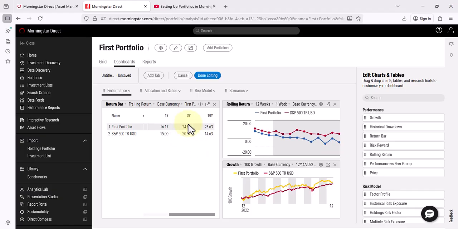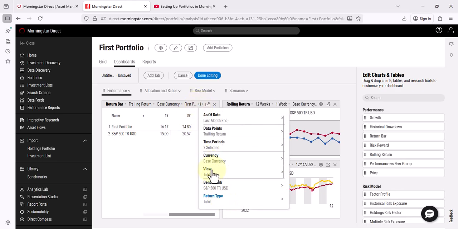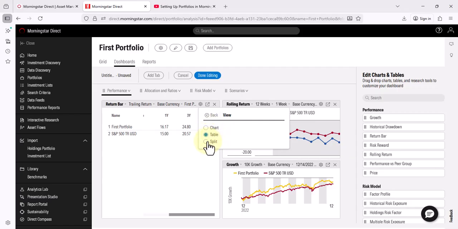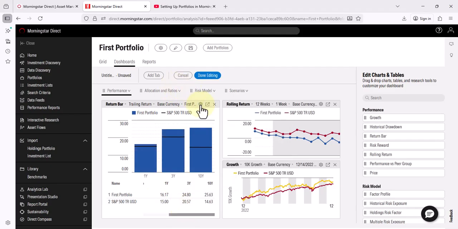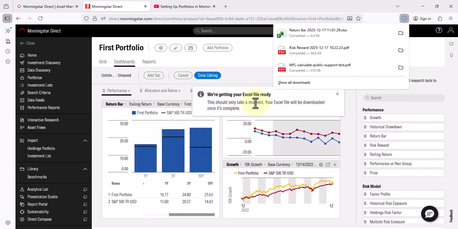If I want to put this into a report, I have a couple of different options. You saw before I could put it into a chart. So I can go in the view, I can have a chart, I can have a table, I can have it split where it provides both the chart and the table. I'm going to stick with that. And then once I've done that, I can export this by selecting this middle button here. Sometimes it gives me the option of a PDF or Excel. In this case, it's just giving me the option of Excel.